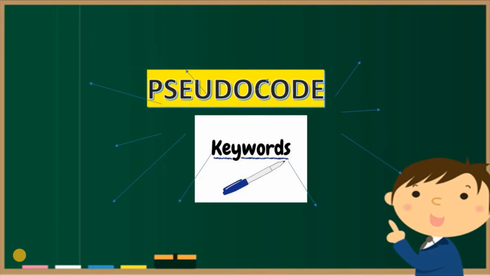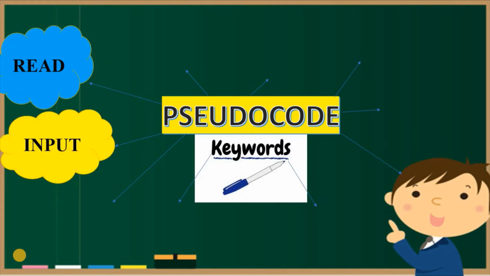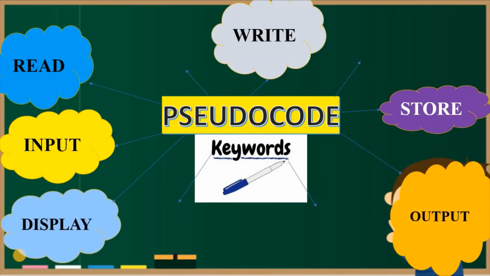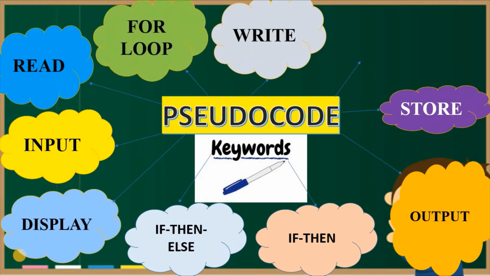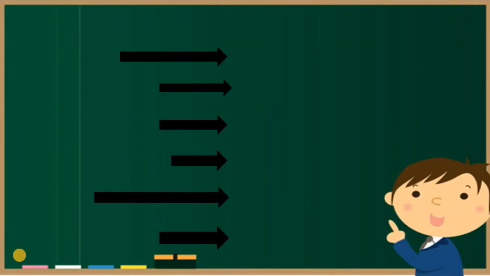Right, keywords that we will encounter as it relates to pseudocode. So these are some of the terms that we will be seeing: the read, write, input, display, store, output, if then statements, if then else statements, for loop, while loop, among others. So these are the main ones that we have outlined.